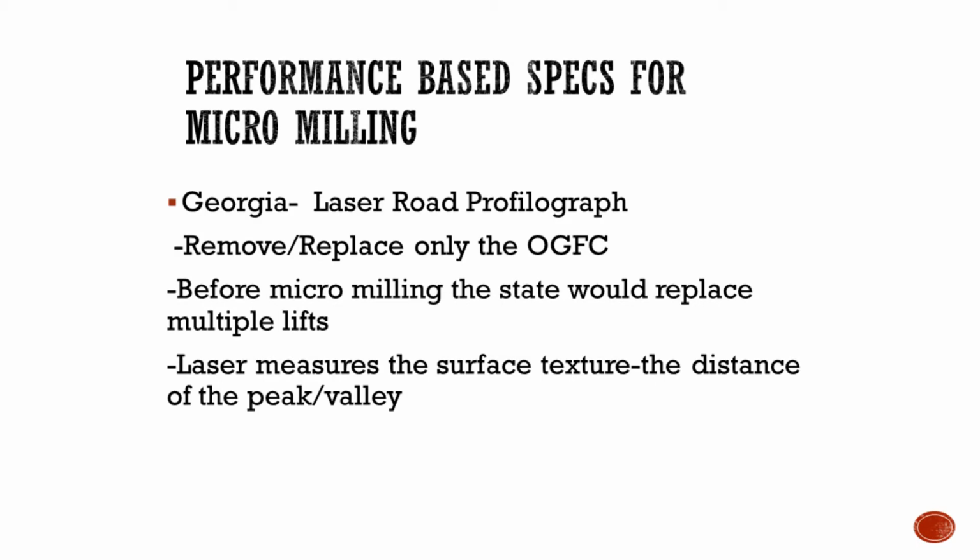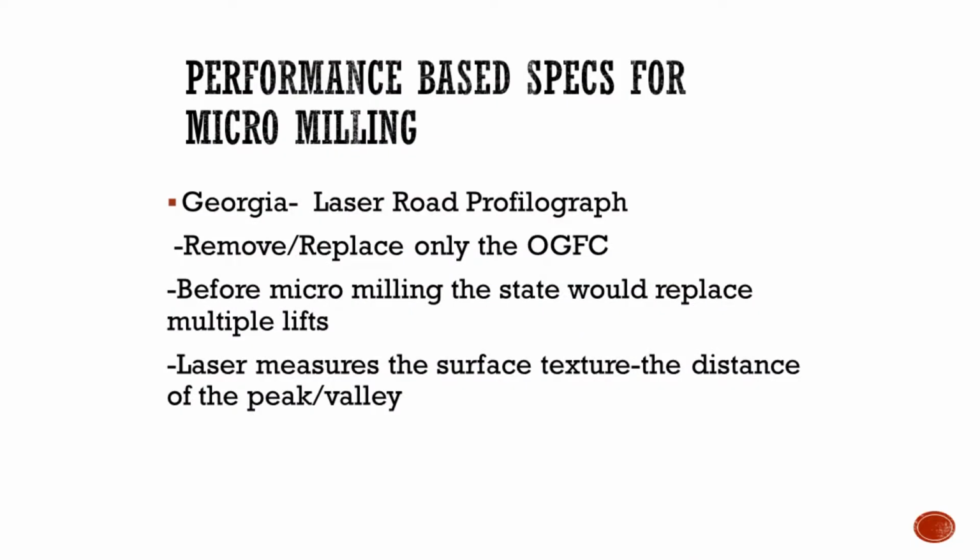Georgia, probably 10 years ago now, was looking at saving money, and they said, okay, we have all these highways that have a surface course, an open graded friction course. The underlying pavement was fine, but before they started a micro milling program, they would actually mill out 2 lifts of asphalt.